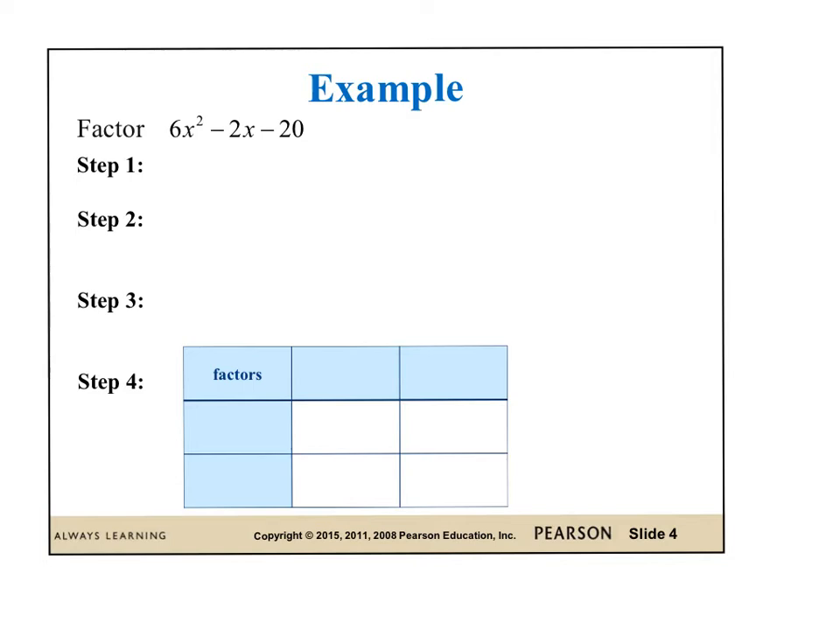And again, our first job is to see if there's a greatest common factor. We have the trinomial 6x squared minus 2x minus 20, and the greatest common factor is 2, because 6, -2, and -20 can all be divided by 2. And so our first job is to factor out that 2. And so that's 2 times 3x squared minus 1x minus 10.